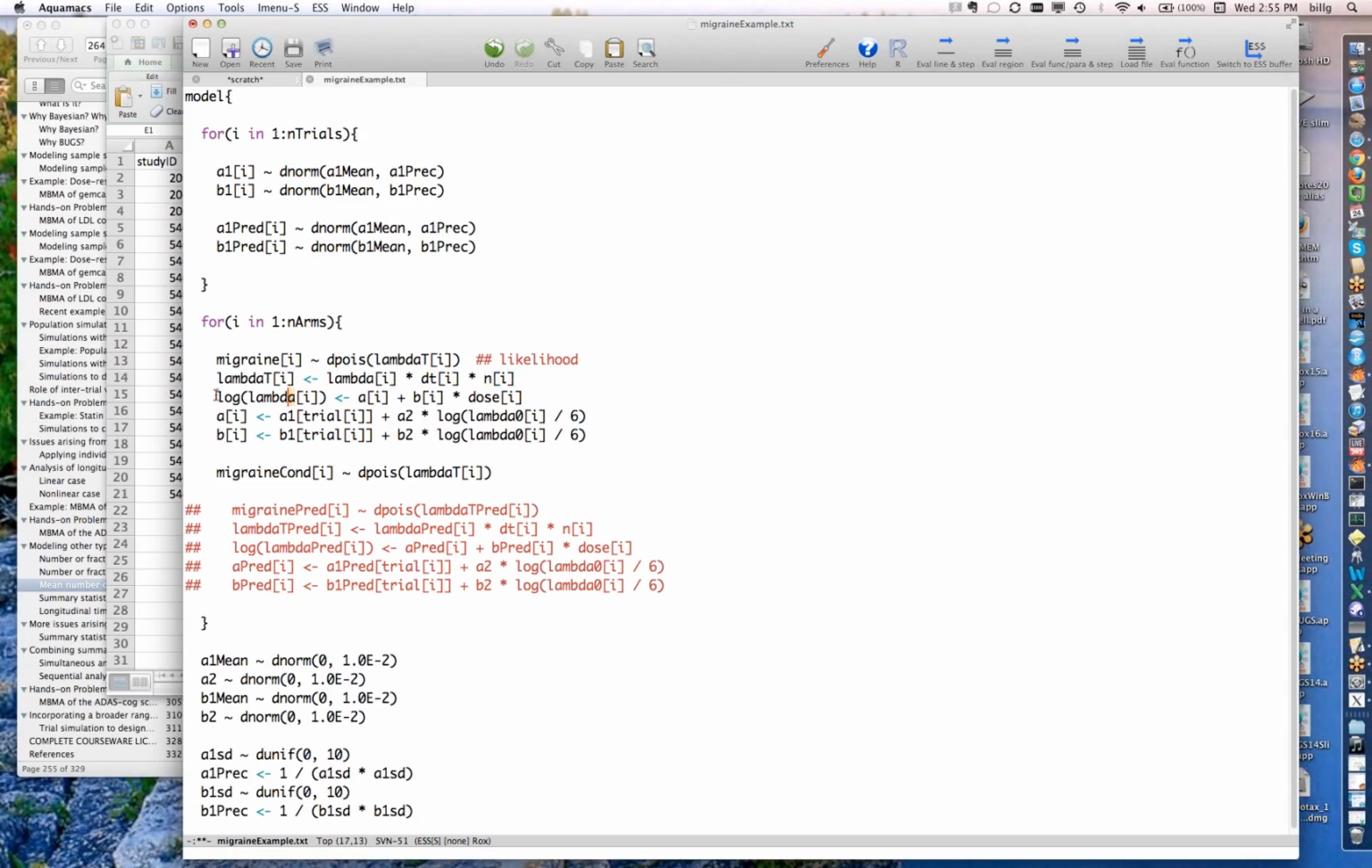Then here's where we've got our log lambda, which is going to be our linear model. And then we've got our two components there, intercept and slope, which are linear functions of the log of the baseline migraine count. So that's the core of it.